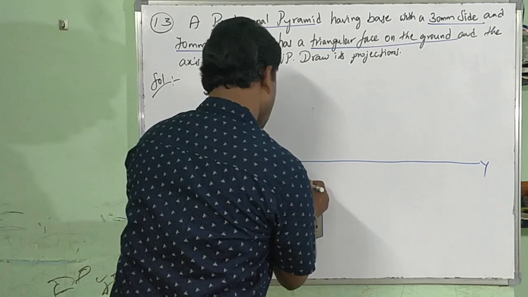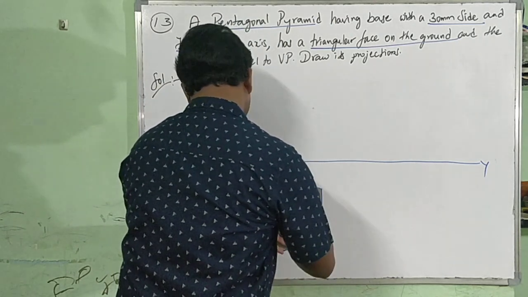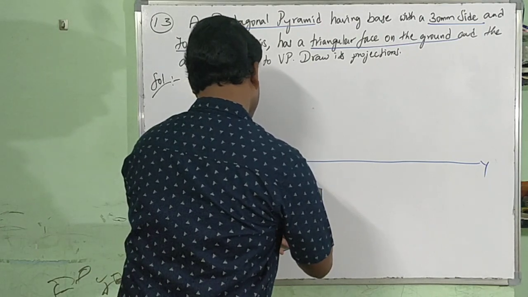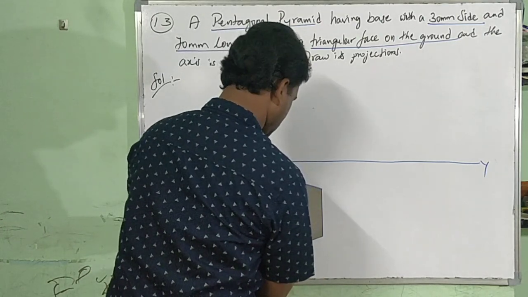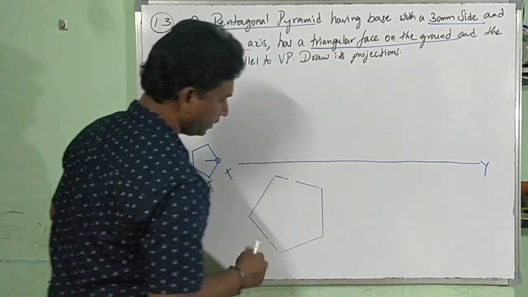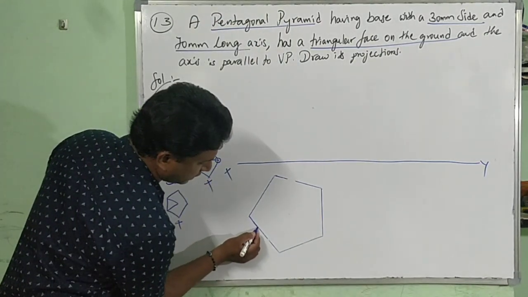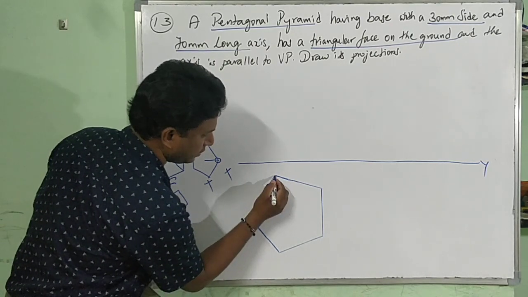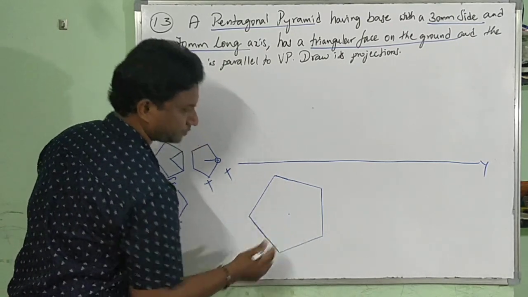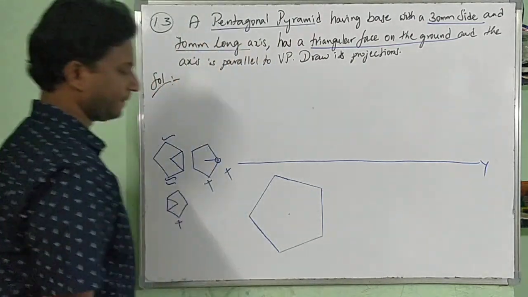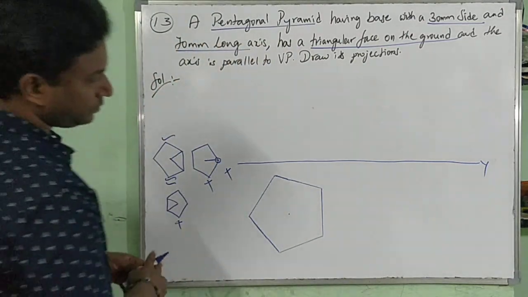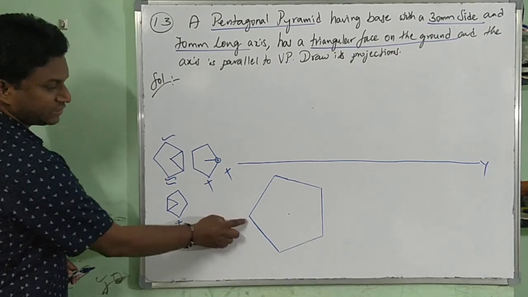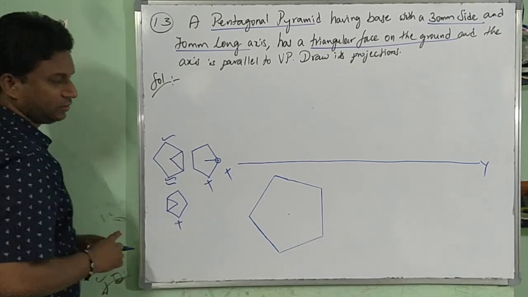Please don't keep a question mark on how to draw this. How to draw this pentagon, sir? This should be vertical like this, such that the corner comes towards the left side.